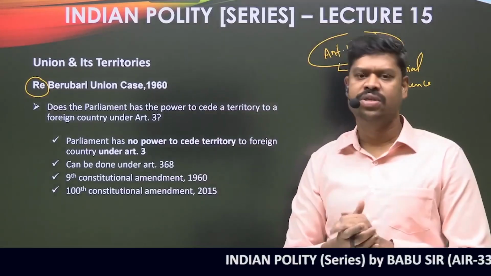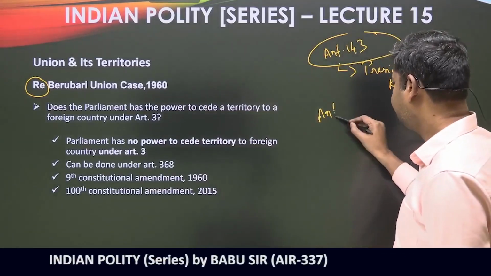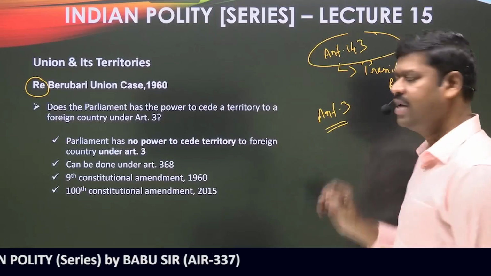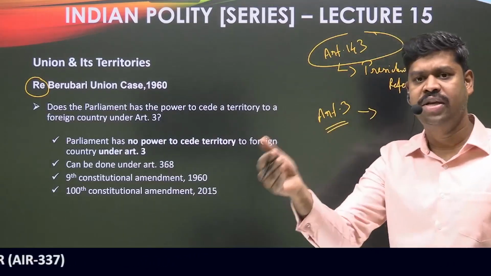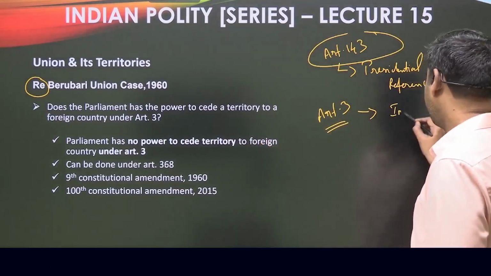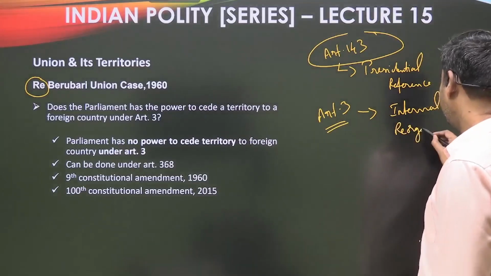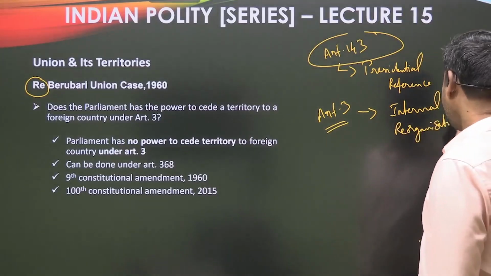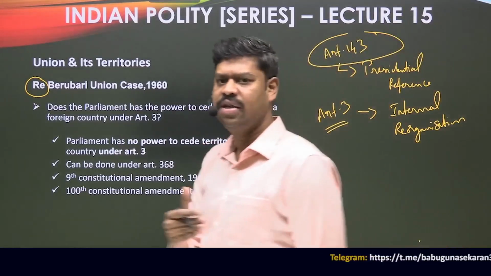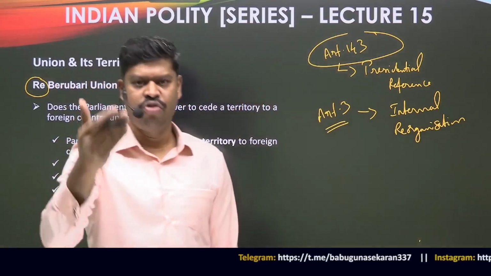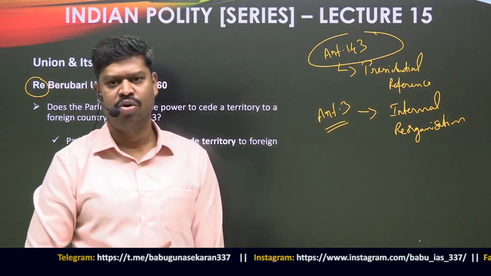The reason that was given by the Supreme Court is that whenever you do something under Article 3, which also includes decrease in the area of a state, that decrease in the area of a state should go to another state in India. That is basically an internal reorganization. So for any form of internal reorganization, you can use what is called Article 3. But when you cede a territory to a foreign country, there is a decrease in the area of a state, but that area is given to a foreign country. So probably it will not come under the concept of internal reorganization.